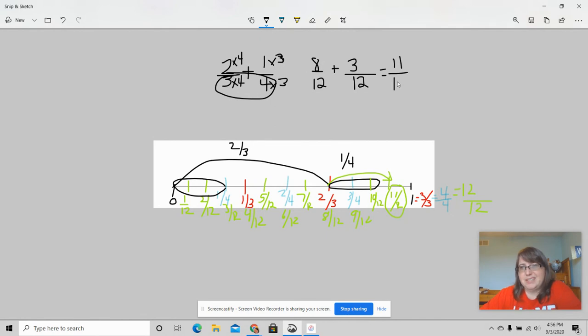So if fractions didn't really make sense to you as a kid, like common denominators, maybe a number line will help you think about that in a better way.